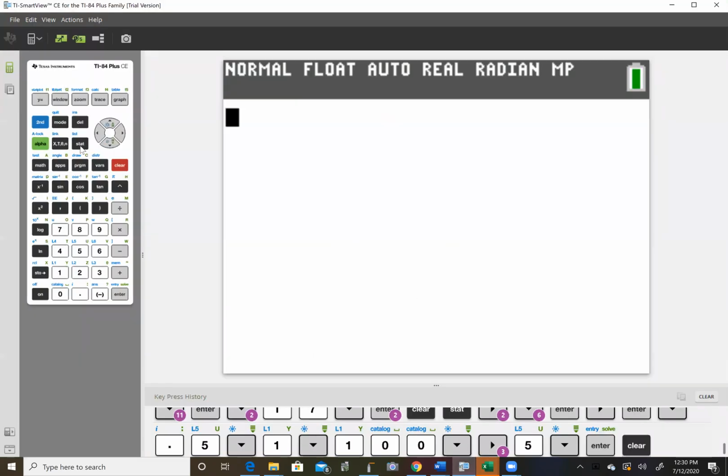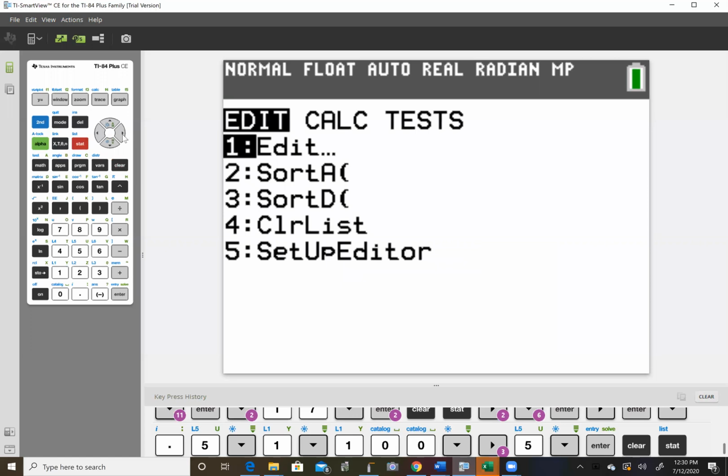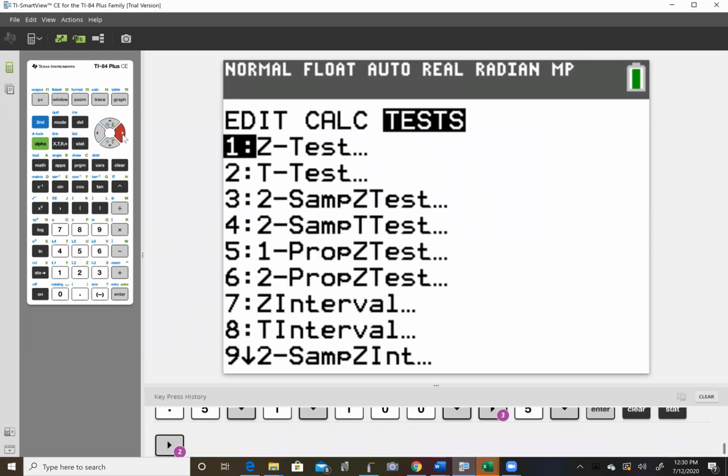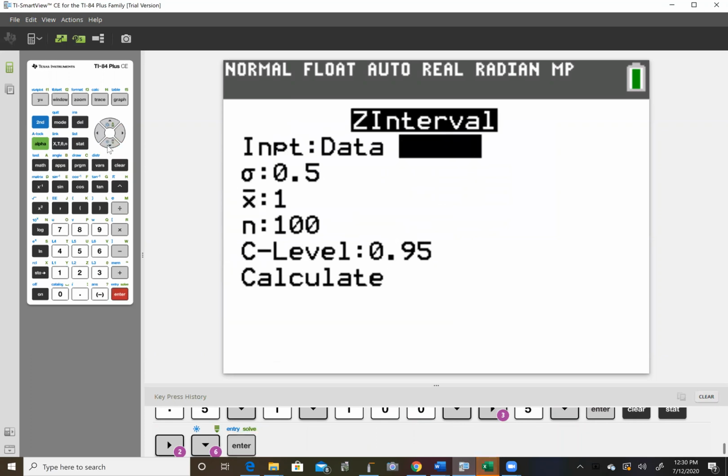You're going to hit the stat button, right arrow over to tests. We want the z-interval, so we're going to arrow down to number 7. If you had entered data in the calculator, you could do it that way, but in this case, the problem literally gave us all the numbers we need, so we're going to make sure it's blinking or highlighted on the stats part and not the data part at the top of the calculator.